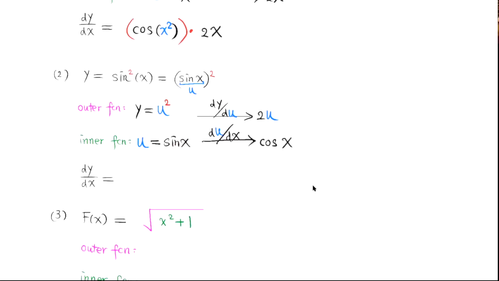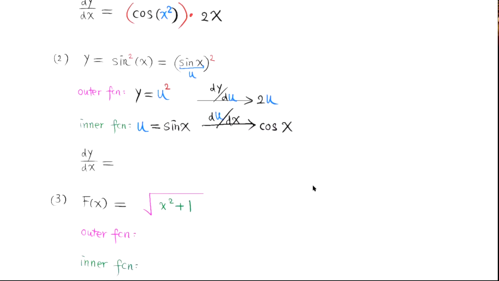Okay, cosine x. Now by the chain rule, that will be the product of this times this, right? So we'll have 2 times, and the u over here is sine of x. So we have 2 sine x multiplied with cosine x. Does it remind you of a trig formula? Sine 2x, is it? Yes, that's equal to sine of 2x. So that's the double angle formula.